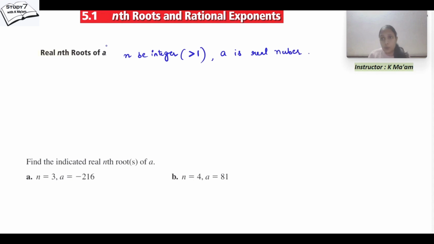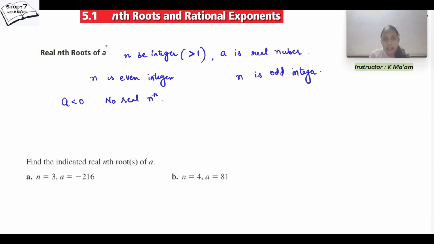Then you have two choices. Either n can be even or n can be odd. N is an even integer or n is an odd integer. First case, as we are considering a is a real number, if a is less than 0, in this case we have no real nth root.